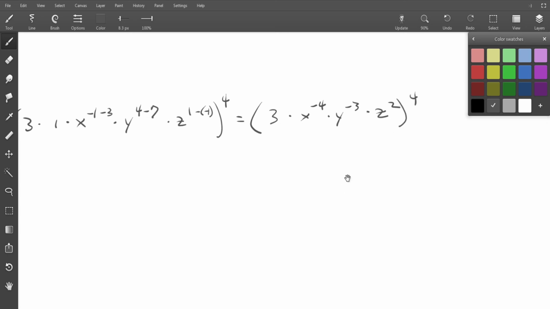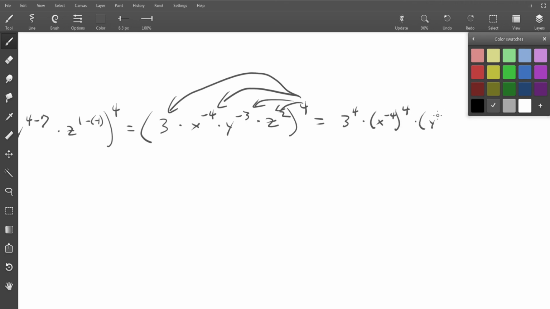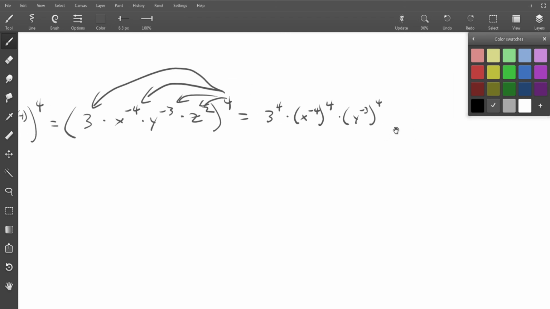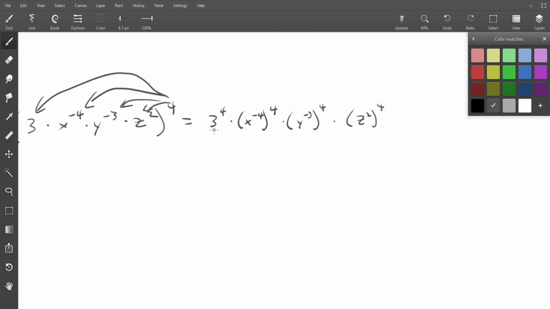Now that I've got this simplified down, I can go ahead and distribute the 4. Again, it also distributes to the 3. It distributes to every single one of the terms. So we get 3 to the 4th times x to the negative 4 to the 4th times y to the negative 3 to the 4th times z squared to the 4th. Distributes to everything. Then we go ahead and simplify and multiply things out.